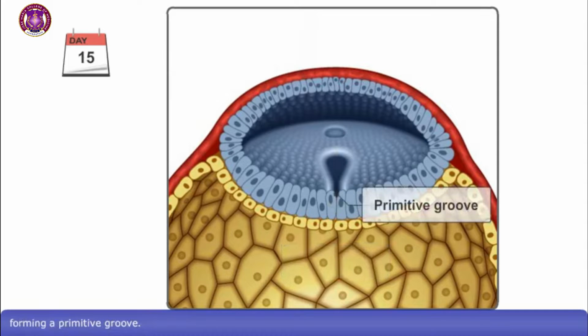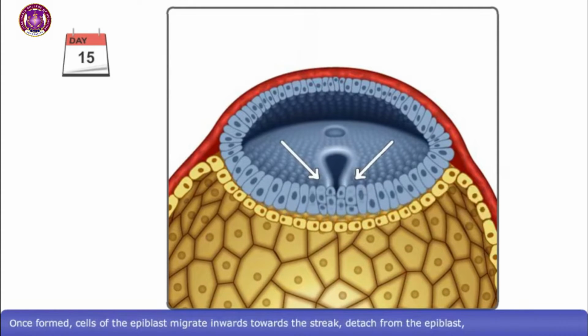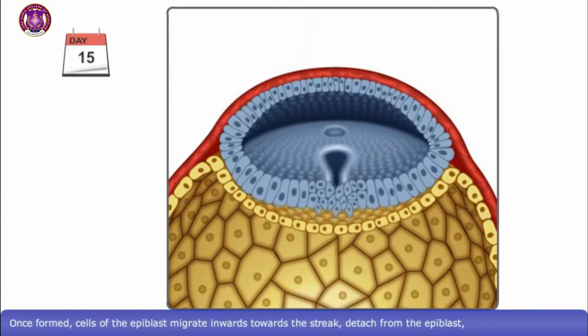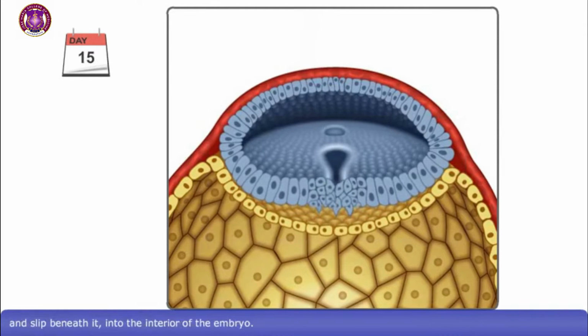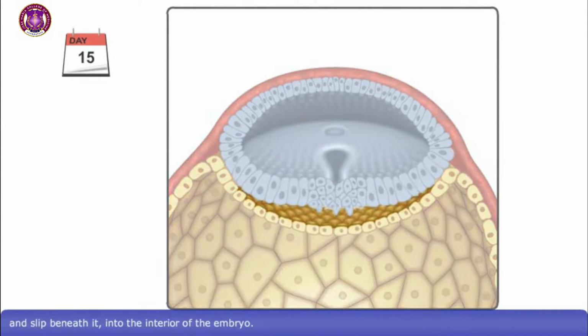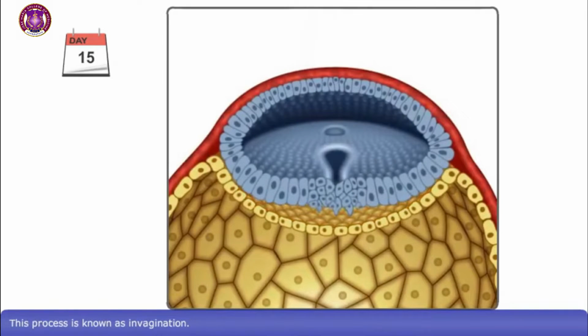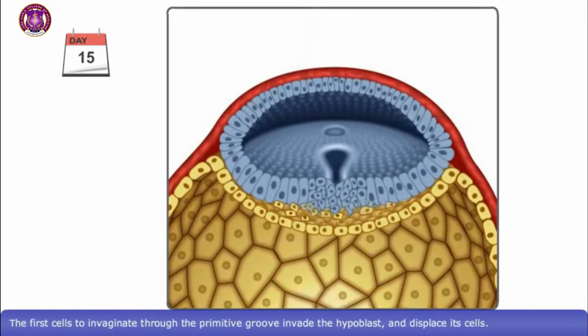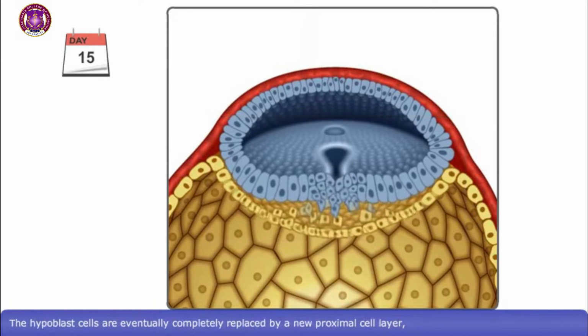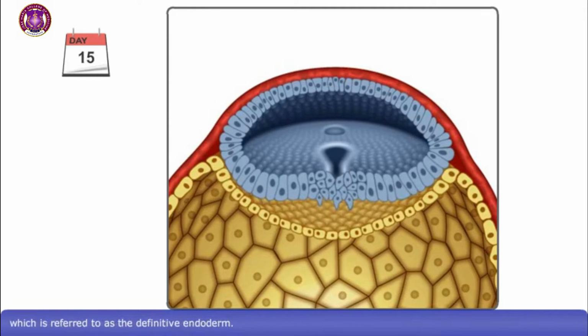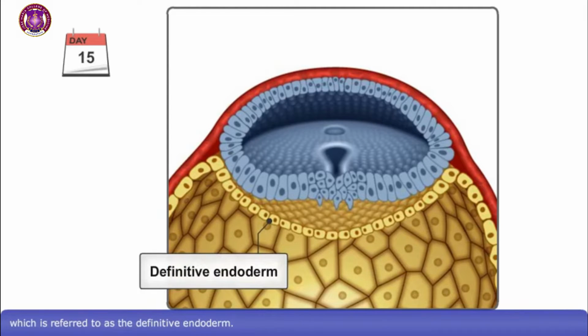Once formed, cells of the epiblast migrate inwards towards the streak, detach from the epiblast, and slip beneath it into the interior of the embryo. This process is known as invagination. The first cells to invaginate through the primitive groove invade the hypoblast and displace its cells. The hypoblast cells are eventually completely replaced by a new proximal cell layer, which is referred to as the definitive endoderm.